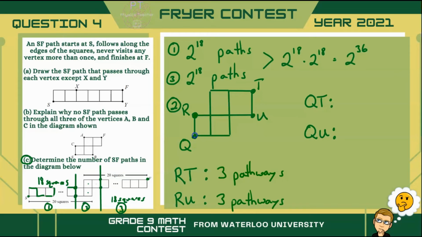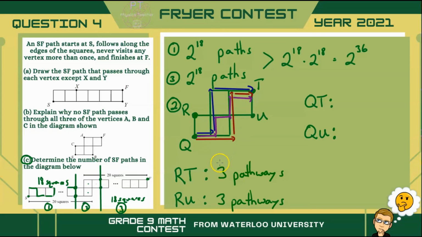Now let's see how many pathways there are to go from Q to T without going through R and U. So our first one, we can go all the way over, up, and over. So there's one pathway. Let's try another. We could go over here, up, and over. So there's a second pathway. See if there's another. Could go over, up, over, up, and over. So there's 3 pathways.